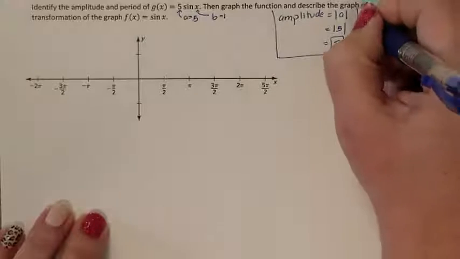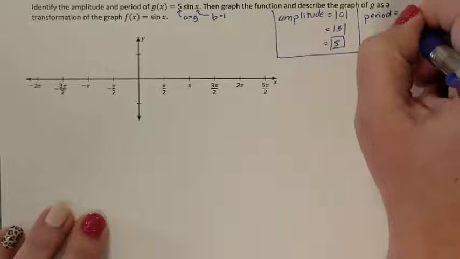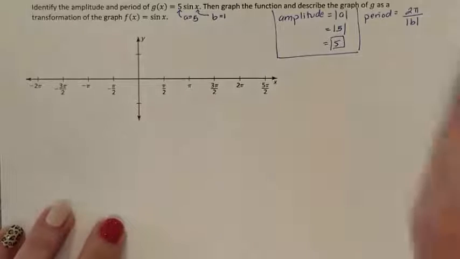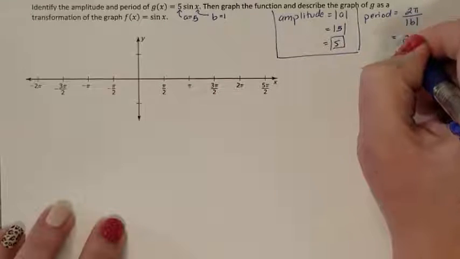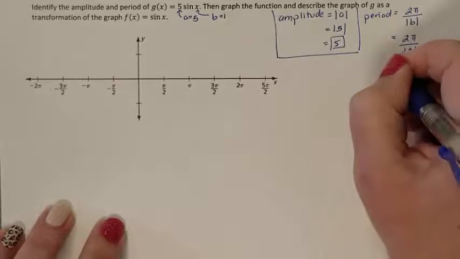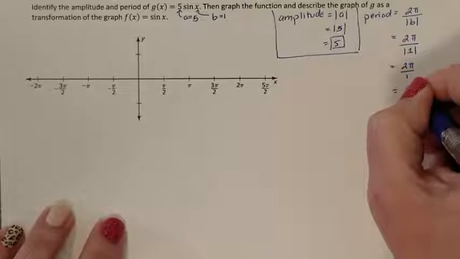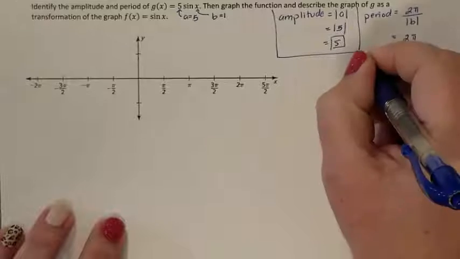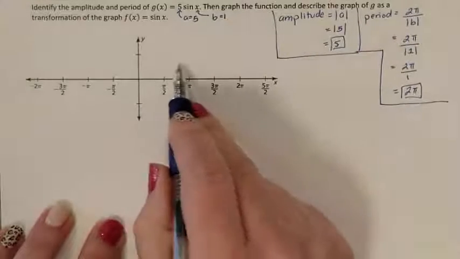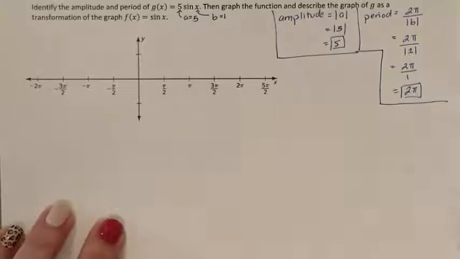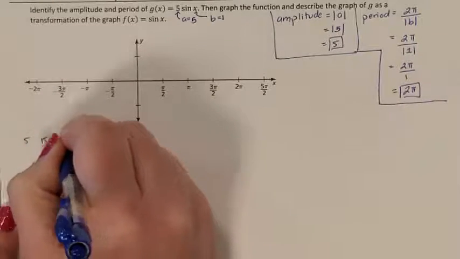Well, how long is each segment? That's what our period is, and that's 2 pi over the absolute value of b. My b is 1, so this is 2 pi over the absolute value of 1. The absolute value of 1 is 1. So this is 2 pi over 1, which is 2 pi. So my segments are going to repeat every 2 pi, which means I have enough space here for my repeat. So now I just need to find my 5 key points.